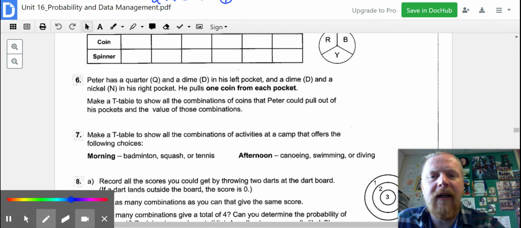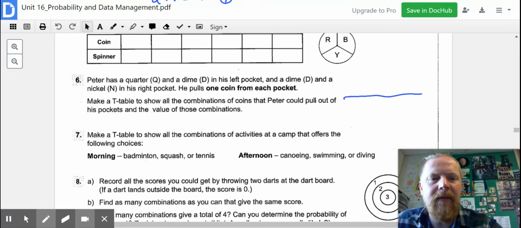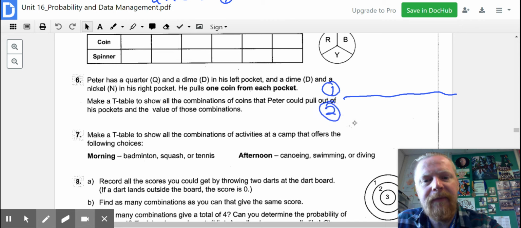Peter has a quarter and a dime in his left pocket and a dime and a nickel in his right pocket. He pulls 1 coin from each pocket. So each pocket then is a separate outcome. So we're going to make a T-table to show our outcomes. Okay, so we've got pocket 1, pocket 2. Now, pocket 1, he's got a quarter and a dime. Pocket 2, he's got a dime and a nickel.